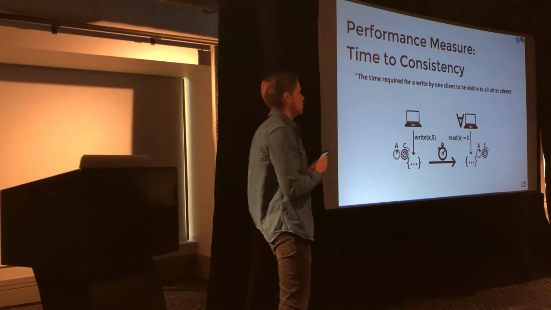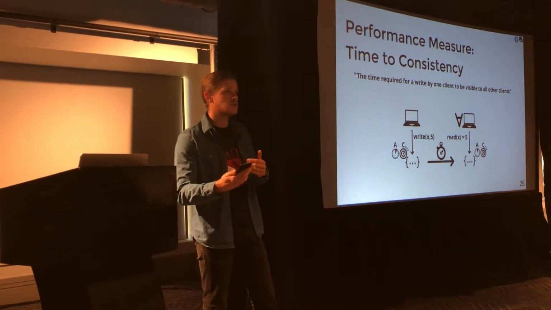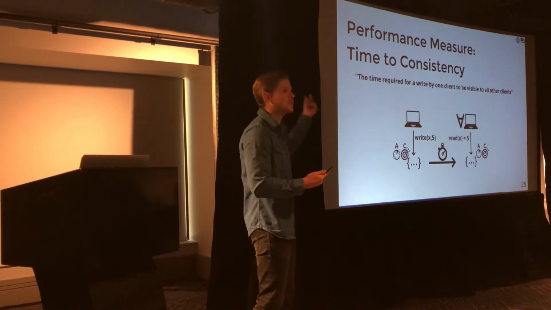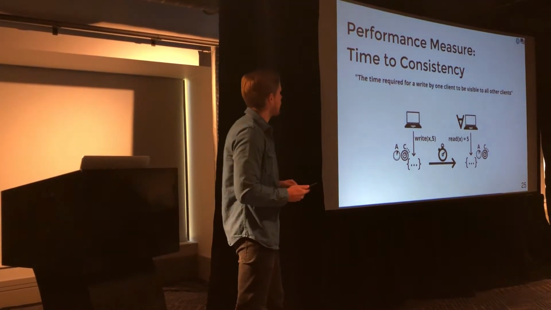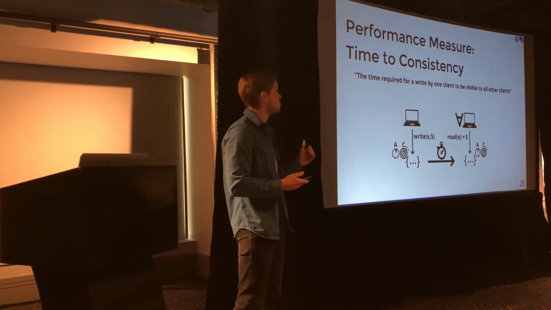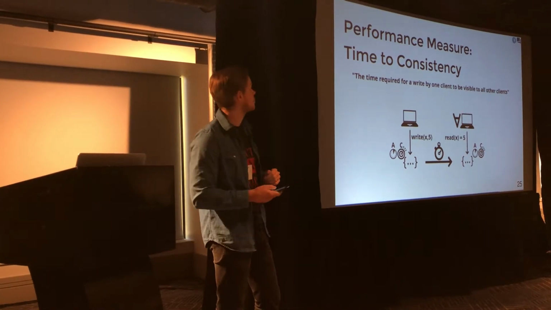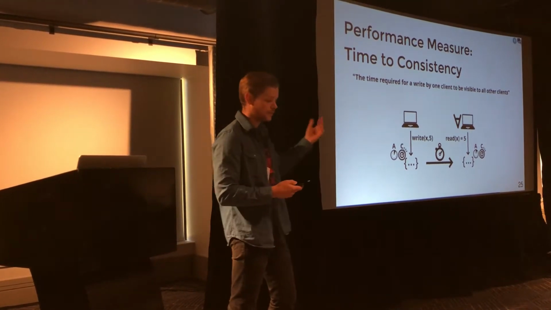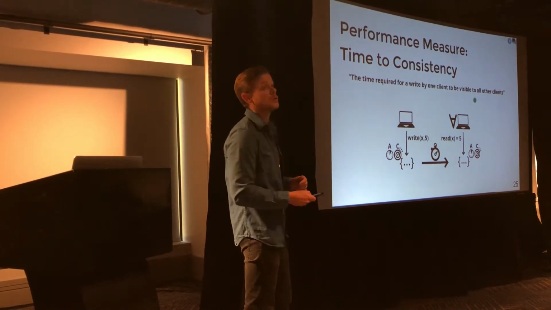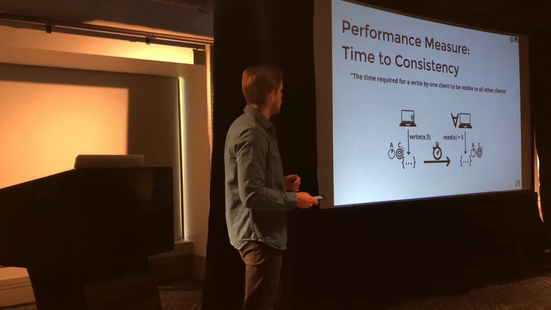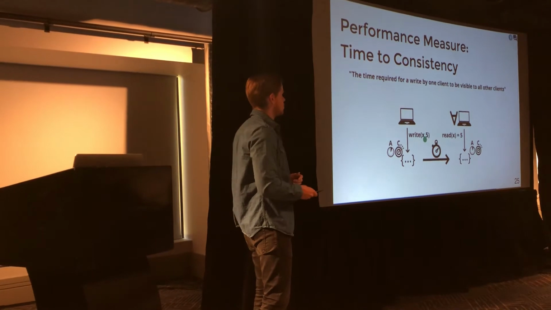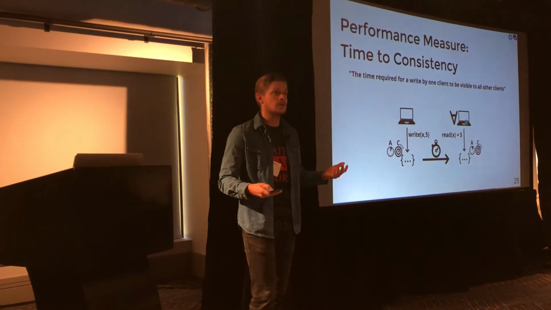So there's a clear functional trade-off between availables and consistents. If you want offline availability, implement your state as an available. If you need it to be consistent, implement it as a consistent. But there's also a clear performance difference between both. To highlight this, I'll first introduce two performance measures. The first one is time to consistency. It's the time required for a write by one client to be visible to all other clients. So if I have a client here which mutates the state of a consistent or an available, how long does it take for this mutation to be visible to all other clients? That's the measure.